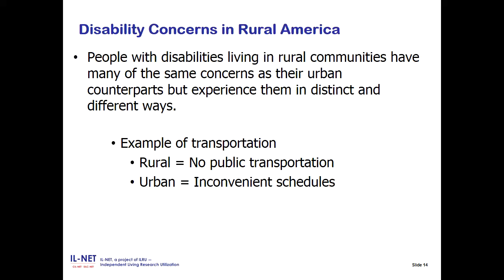So disability concerns in rural America, we have some of the same interests living in small towns as people in large towns. But the difference is the examples are different. So for example, in a city, there's inconvenient schedules of transportation that are frustrating and troublesome. In a rural area, there's no transportation at all. It doesn't mean that there aren't similar issues to deal with.